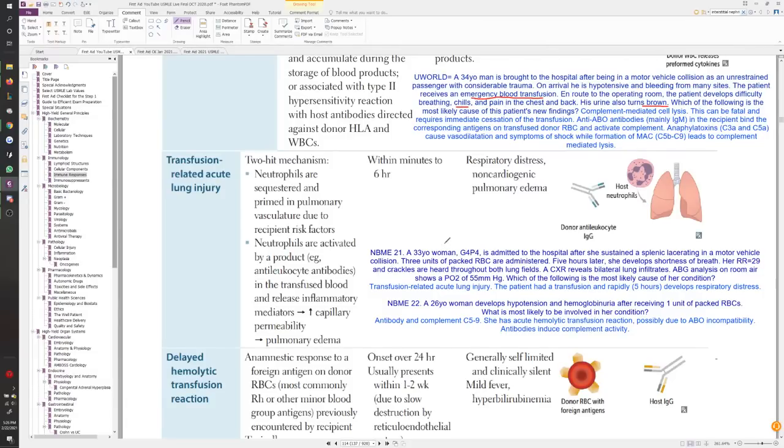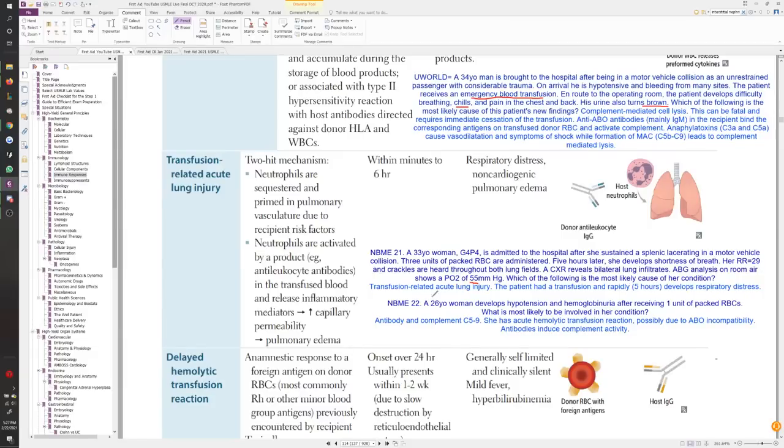So this is pretty easy, right? They did a blood transfusion and now you hear crackles in the lungs. A chest x-ray reveals bilateral lung infiltrates. Arterial blood gas analysis on room air shows a PO2 of 55, which is really low. Which of the following is the most likely cause of her condition? Transfusion-related acute lung injury. Very straightforward. Right? The patient had a transfusion and within 5 hours developed respiratory distress.